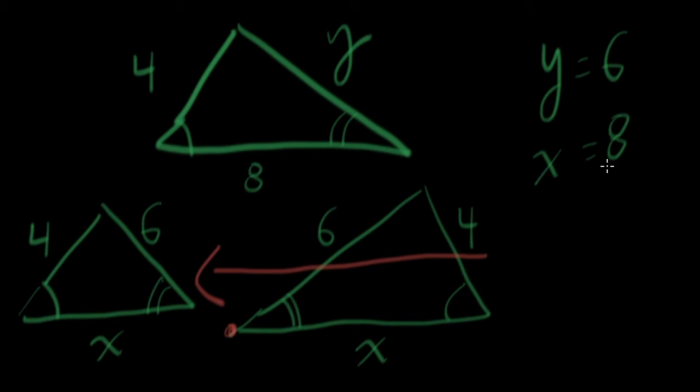Sound good? Awesome. So if I tell you that a few figures are similar, that means they have the same shape. And then I say, go and find me x. So say this was 8 and this was 6. And I say this was 20 and this was x. Just like that. Okay, well now we can go and make our proportions.